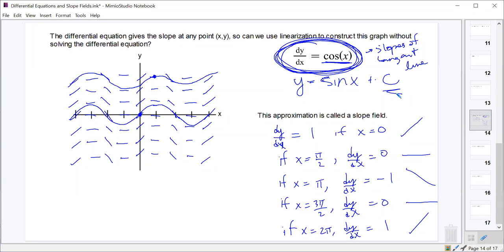We use it to sketch the solution to our differential equation. Now this one, we knew what the solution to dy dx equals cosine x was, so we didn't really need a slope field, but it's a nice easy one where it's familiar functions and it should be easy to see.